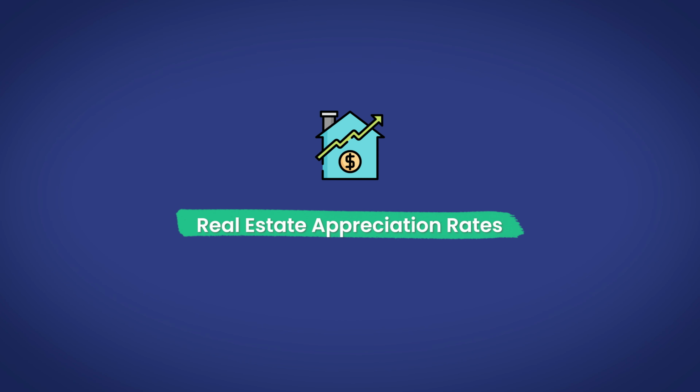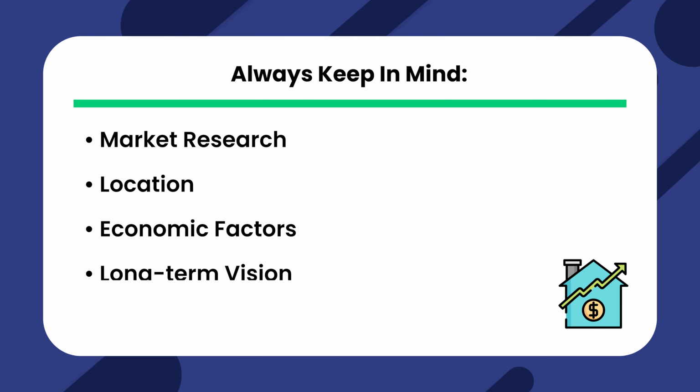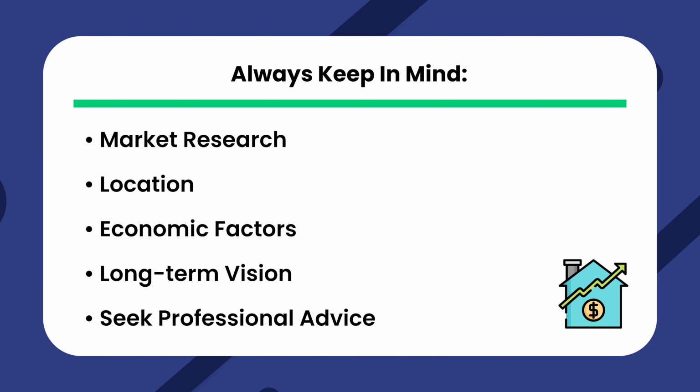Fifth on the list is real estate appreciation rates. Real estate appreciation can be a gold mine. A $200,000 property appreciating 20% in 5 years? That's a $40,000 profit. But always research historical appreciation trends to make educated predictions about the future. Keep in mind market research, location, economic factors, and long-term vision, and seek professional advice.